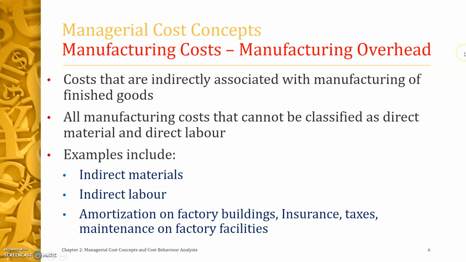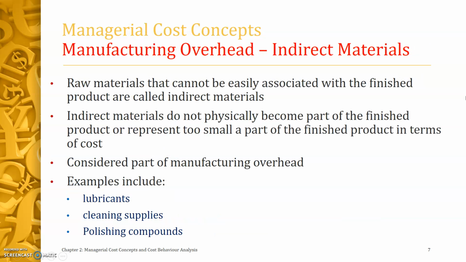facilities. Now let's focus our attention on two of the manufacturing overheads that we slightly touched upon in this slide, namely indirect materials and indirect labor in the following two slides. First up under manufacturing overhead is indirect materials. Some raw materials in the manufacturing process cannot be easily associated with the finished products. And these raw materials that cannot be easily associated are called indirect materials.